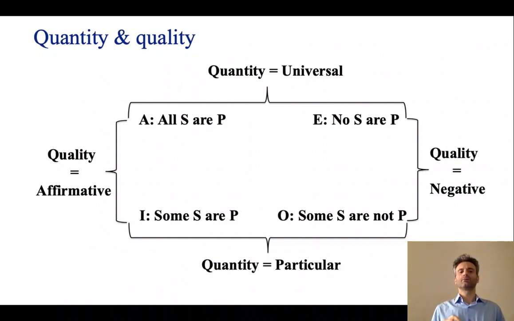Also, these forms have a quality. Now, the quality is whether they affirm or whether they negate. And you can see that A and I are affirmative. They both say something affirmative about the subject: all S are, some S are. On the other hand, the E form and the O form negate. They say something negative about the subject: no S are and some S are not.